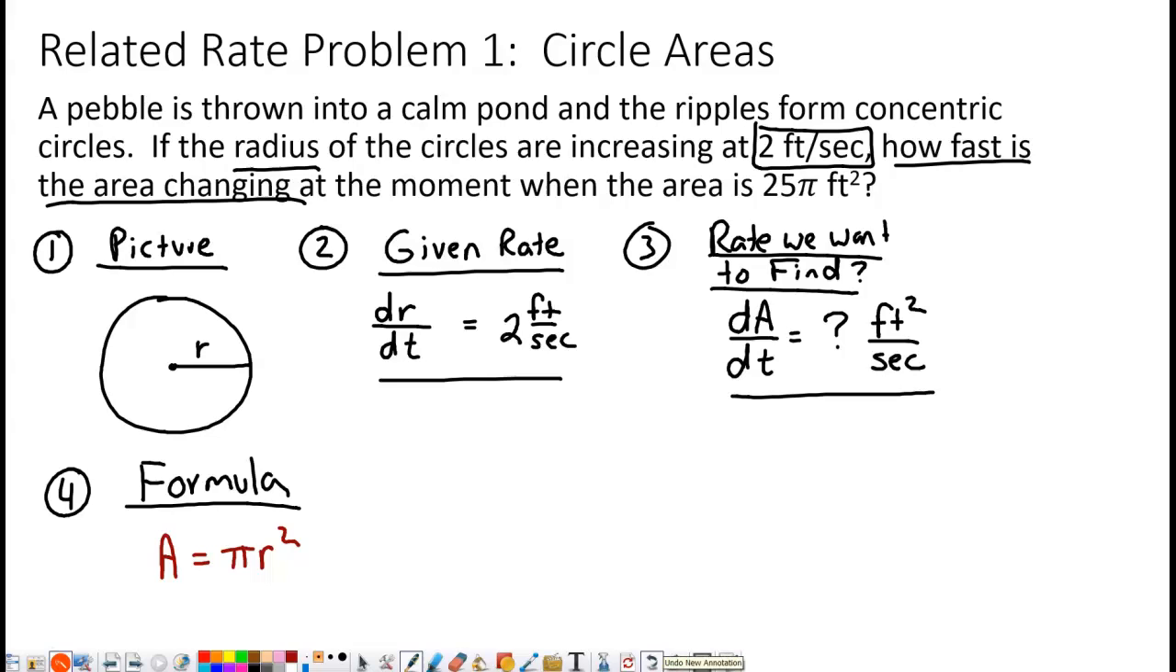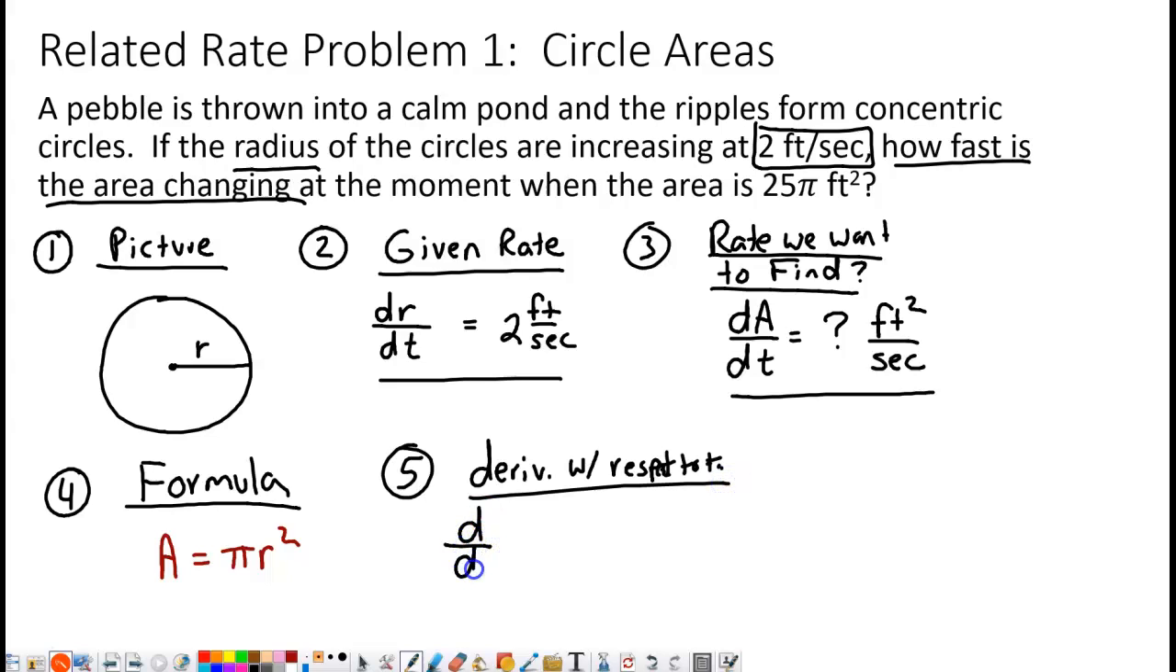But here's the thing. This formula only relates area to radius. But I don't want to find just what's the relationship between area and radius. I want to find what's the relationship of their rates. And so that's the purpose of step 5. Step 5 is going to take this formula that relates area and radius, and it's going to turn it into a formula that relates their rates. And the way you do that is by taking the derivative with respect to time. Okay, so I'm going to take the derivative with respect to t of this formula right here.